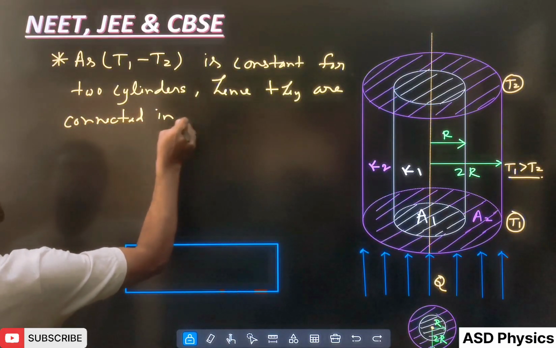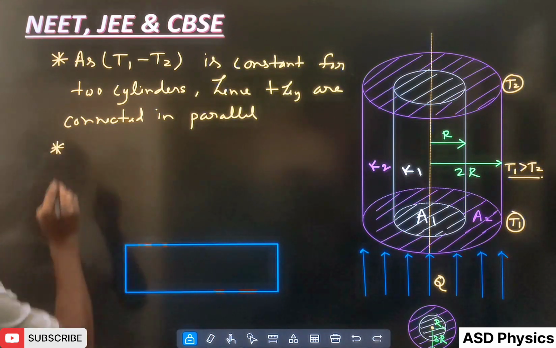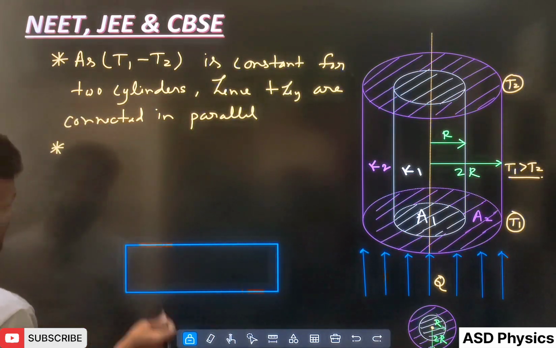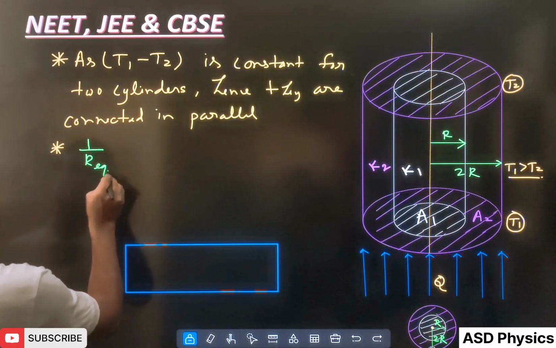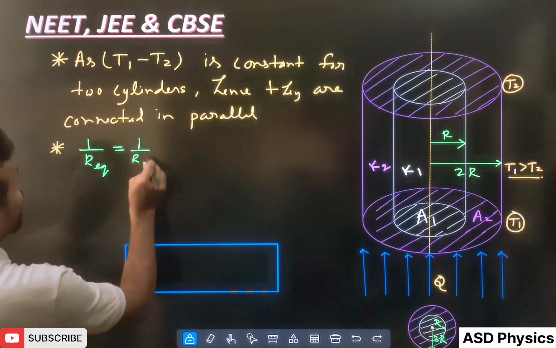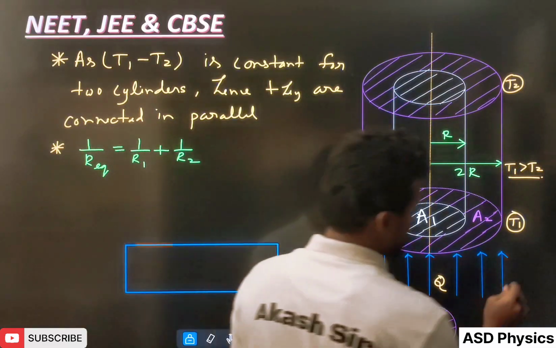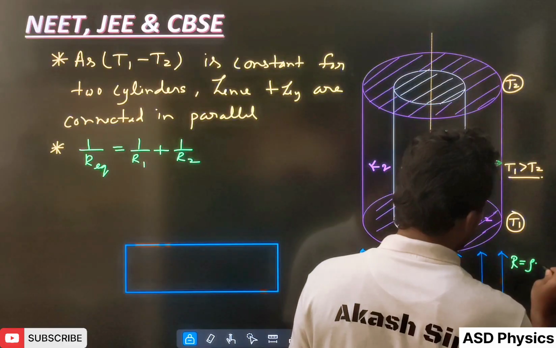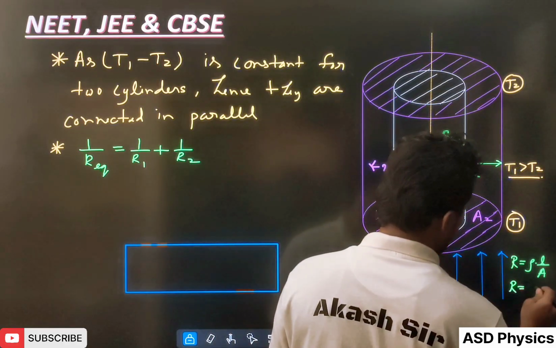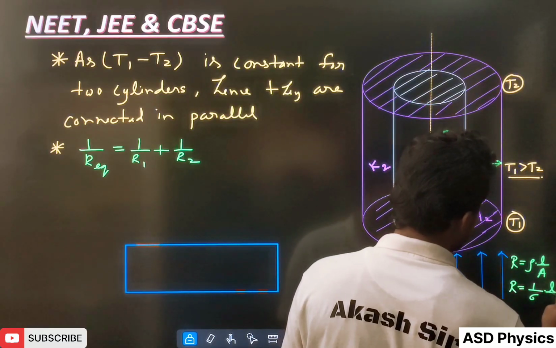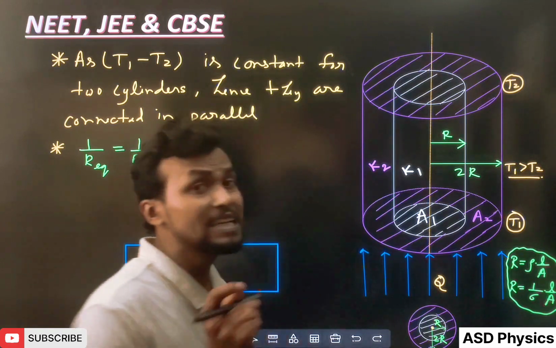Now just guess what the resistance formula in parallel is. The equivalent resistance formula for parallel is 1 by R equivalent equals 1 by R1 plus 1 by R2. One formula you also know very well is R equals rho L by A, where rho is resistivity. When converted into conductivity, it is L by sigma A. This formula we use when talking about electrical resistance.